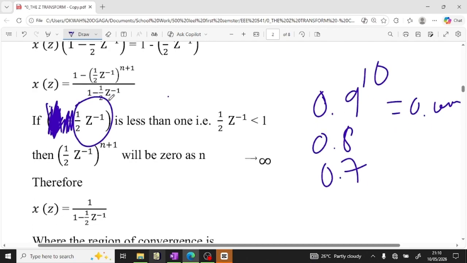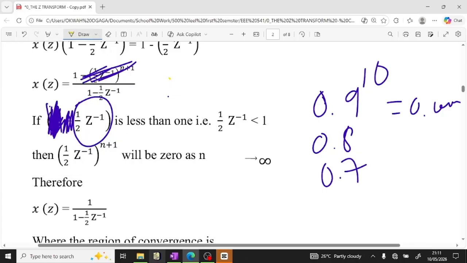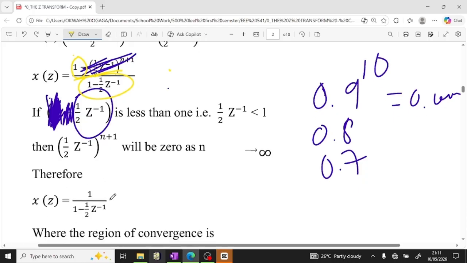So therefore, all this one that is raised to the power n, you remove it. You cancel out all these parts. Consider them as what? 0. So you just have 1. You just have 1 over these guys. That's what you have here. 1 over these guys. So x of z equals this guy here.